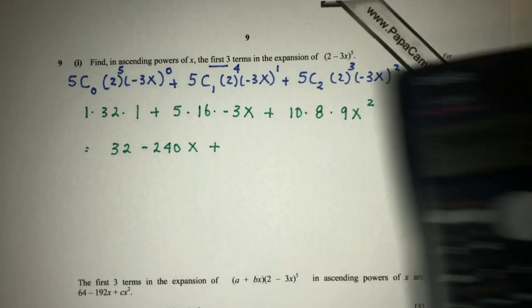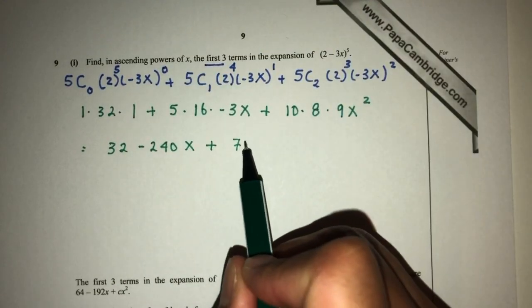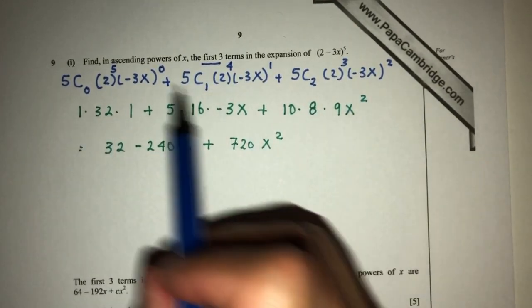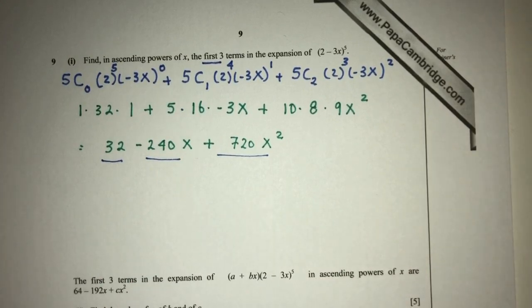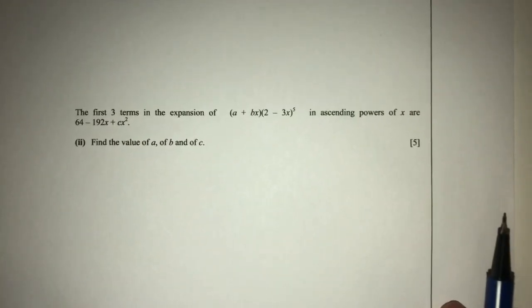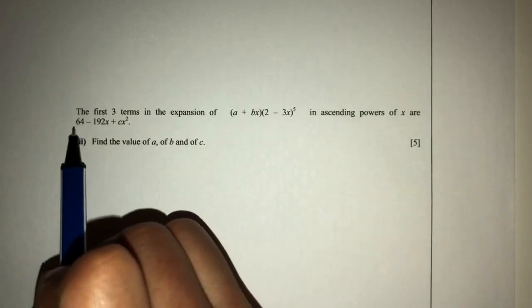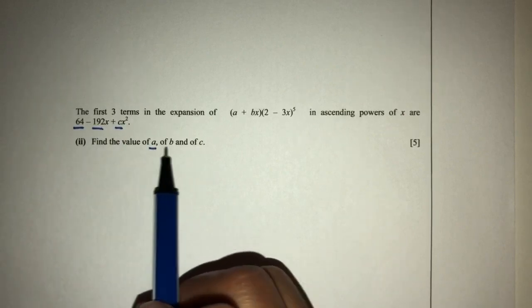And this will be what? 8 times 9 times 10, that should be 720x squared. As you can see, by looking for the first 3 terms, we have this, this, and this in ascending powers of x. That's great. Now, the first 3 terms of this expansion that we don't know, in ascending powers of x are given by this, this, and this. So by using that, we have to find the values of a, b, and c.